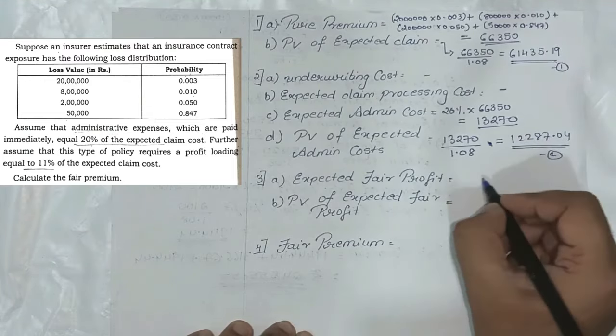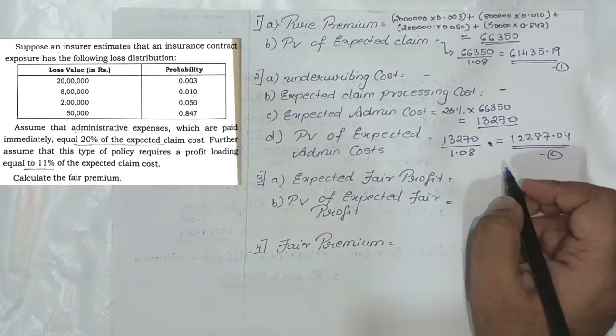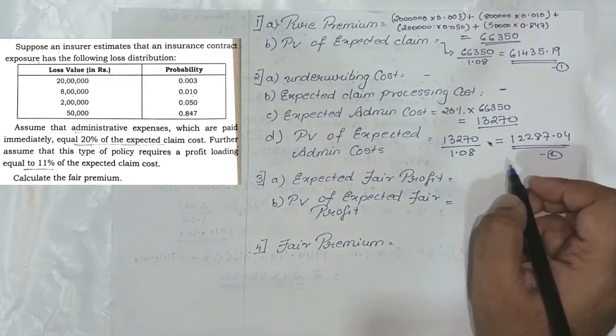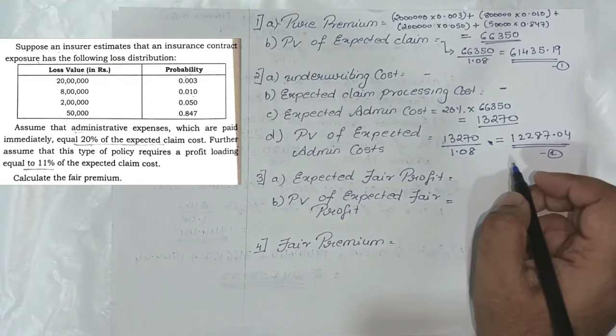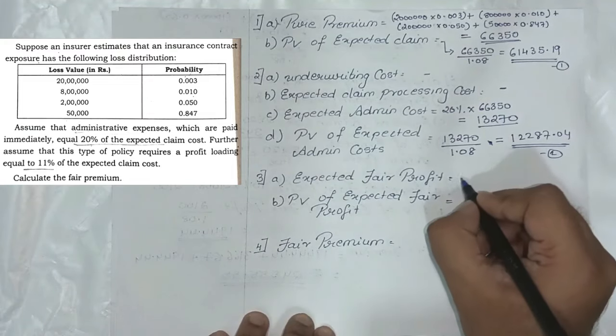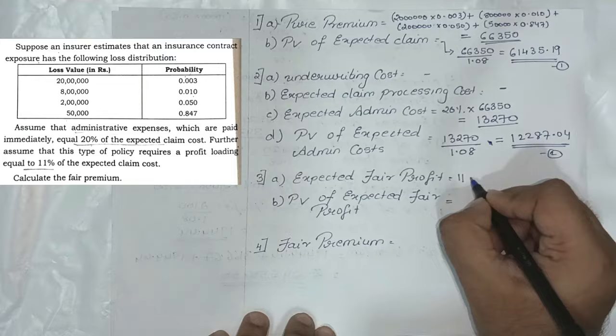Third, expected fair profit. It is said in the question that the profit loading is equal to 11% of the expected claim cost. So we'll have to take 11%.